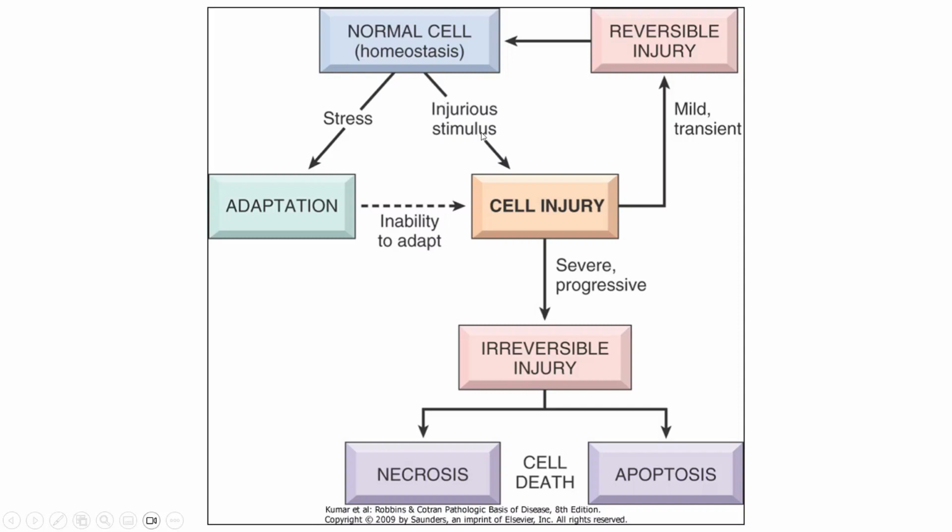So if there's injurious stimulation, then obviously we go straight to cell injury. If it's severe, then we have the irreversible injury, which can lead to necrosis or apoptosis. Or if the cell injury isn't that severe, it may be mild or transient. Transient typically means passing through. So it's just a temporary injury that isn't sustained for a long time. That's reversible, and we can get that cell back to normal homeostasis.